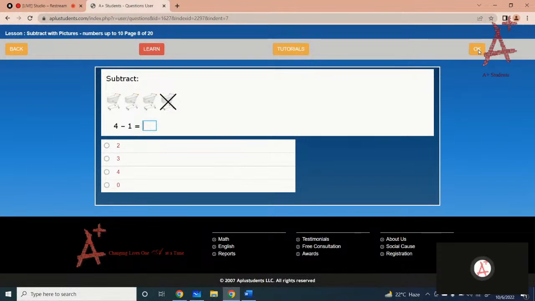Okay, you are given 4 of the trolleys and one of them is crossed out. You need to find 4 take away 1. When you start with 4 and take away 1, how many trolleys are you left with? You have to count the ones that are not crossed out. So count them: 1, 2 and 3. That means 4 take away 1 is 3. Very good, Buffer, it's 3.